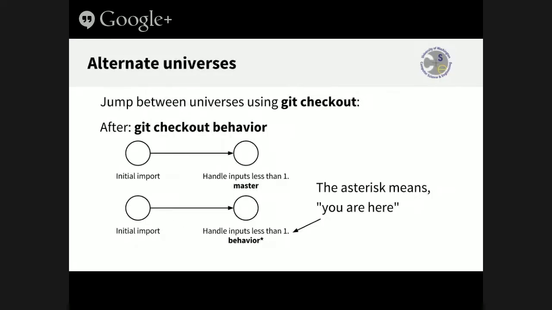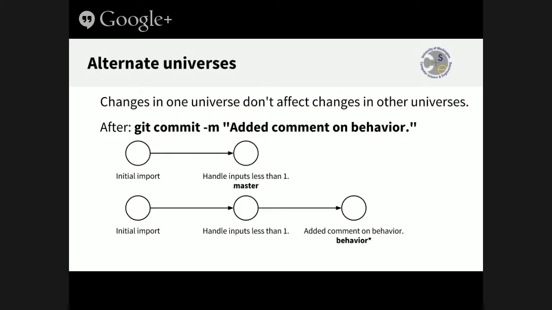So to jump between universes, to switch between your alternate universes, you can use git checkout. If you use git checkout and then specify the name of the branch, then you will move over to your alternate universe. Now, if you make a commit, then the commit gets added to your alternate universe, but not to master.